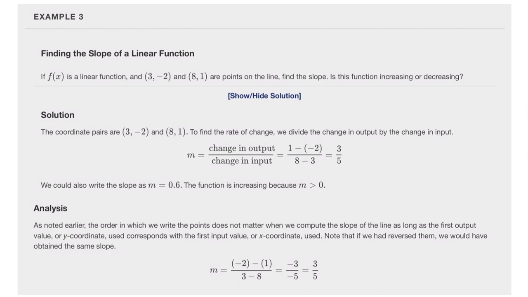As noted earlier, the order in which we write the points does not matter when we compute the slope of the line, as long as the first output value, or y-coordinate, used corresponds with the first input value. So we have to be consistent. If we do y2 first on top, we need to do x2 first on the bottom. If we do y1 first on top, we need to do x1 first on the bottom. We just need to be consistent in the way we order it.